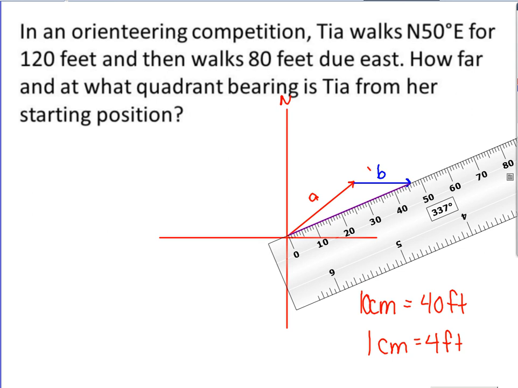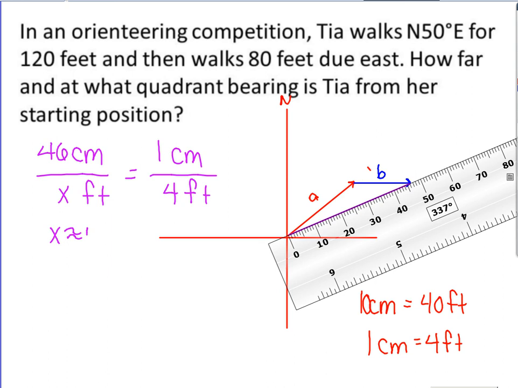Now this measurement is around 46 centimeters. We know that every 1 centimeter is equal to 4 feet on our scale. So we want to see how many feet that would be. And if you cross multiply and divide, we're going to get this is equivalent to approximately 184 feet.